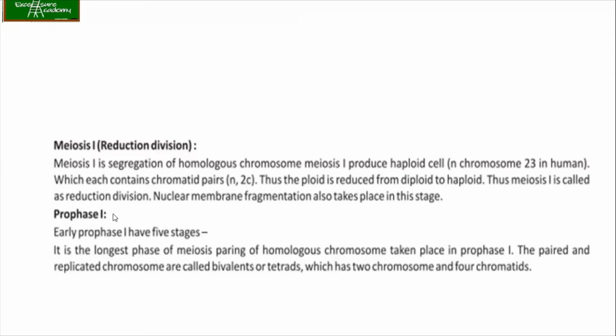Okay. So prophase 1, early prophase have got the 5 stages. It is the longest phase of the meiosis in which the pairing of homologous chromosomes will take place. The paired and the replicated chromosomes are called bivalents or the tetrads, which has 2 chromosomes and the 4 chromatids.